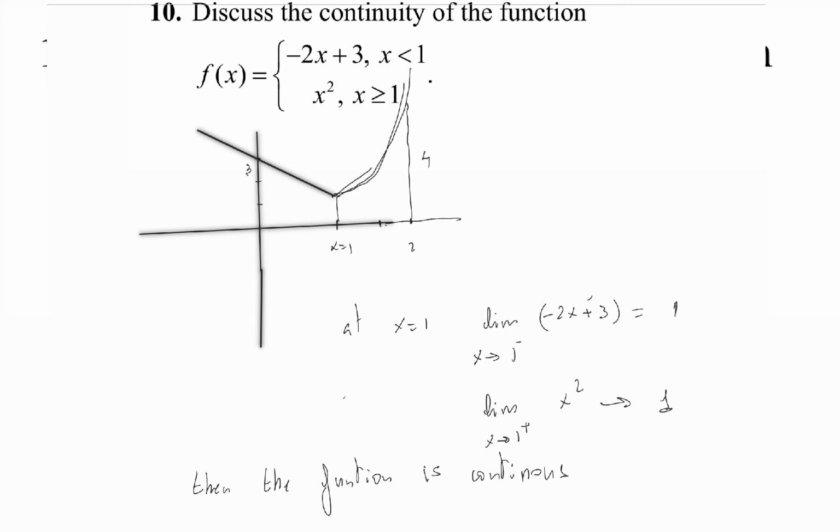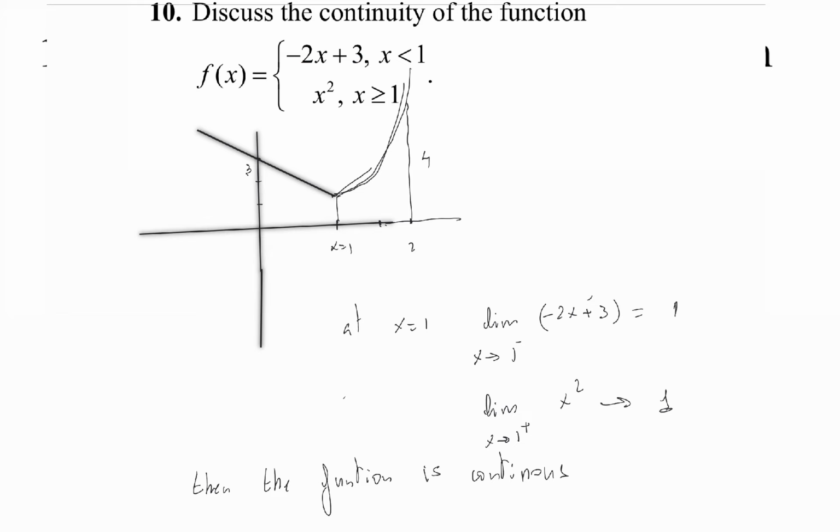So is this function continuous? Well, we need to see what f of 1 is. f of 1 is 1 squared, according to the second rule of the definition of the function. What is the value of the function when x approaches 1? When x approaches 1, the function wants to be minus 2 times 1, minus 2, plus 3. It wants to be 1.